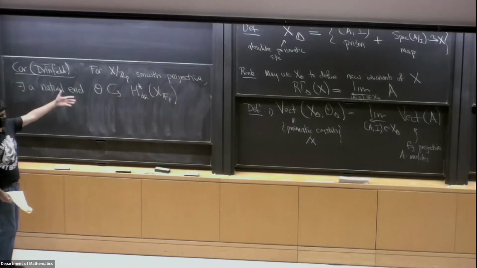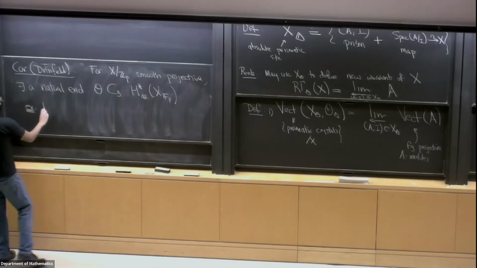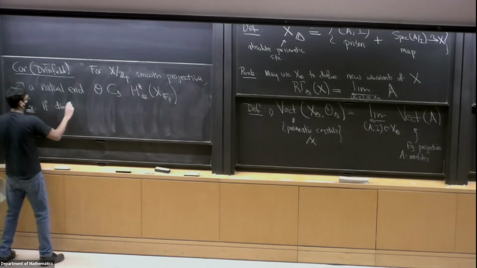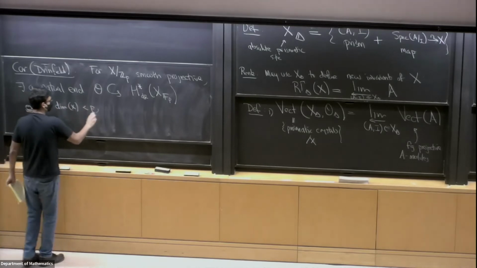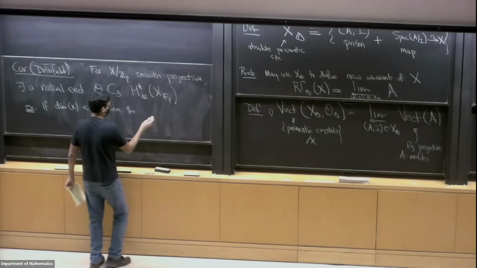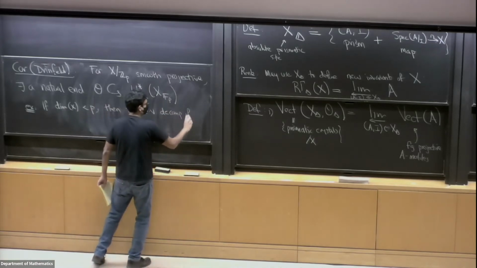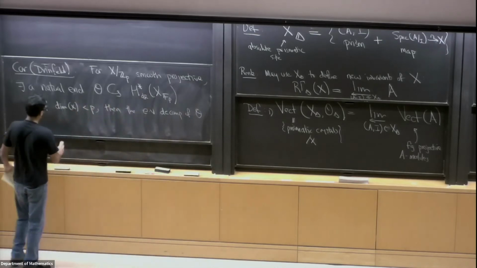So it's a new piece of structure on the de Rham cohomology of varieties in characteristic P that we didn't know about before. And it's non-zero. In fact, here's the explicit application you get out of it: if the dimension of X is smaller than P, then the eigenvalue decomposition of theta gives you the Hodge to de Rham degeneration.